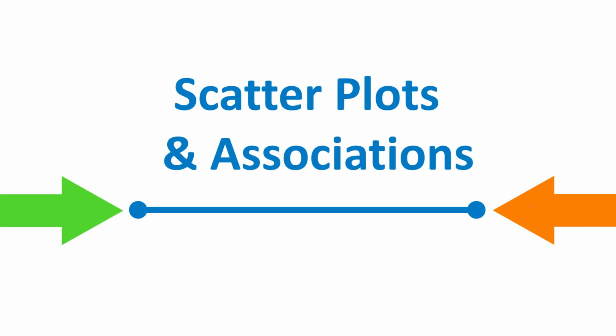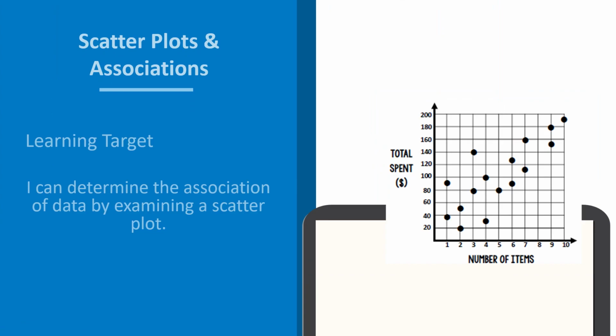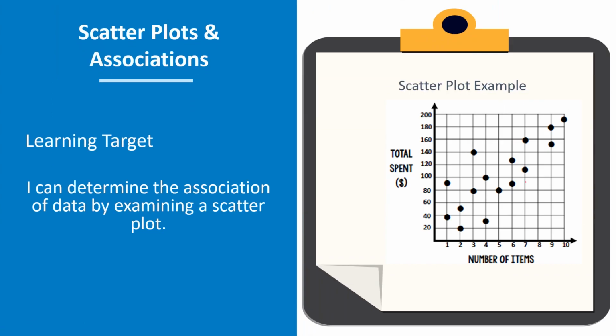Hey guys, today we are going to look at scatter plots and associations. All right, so here's a scatter plot. This is an example of what one would look like. We're going to have an X and a Y axis, and we're going to see several points on our graph, and they're not going to be connected. They're all going to be disconnected from each other.